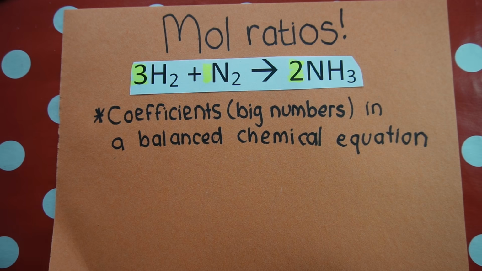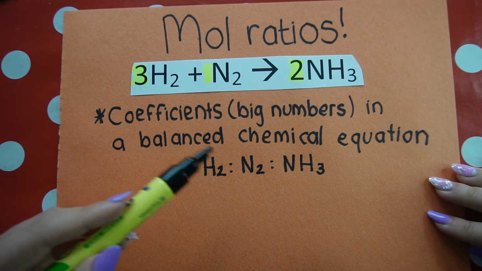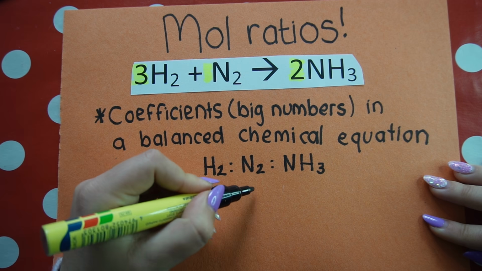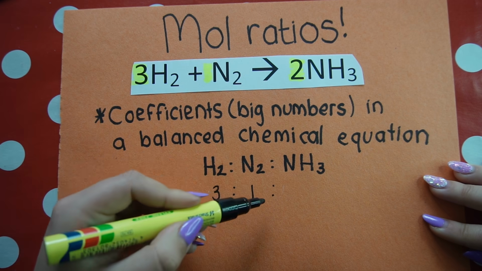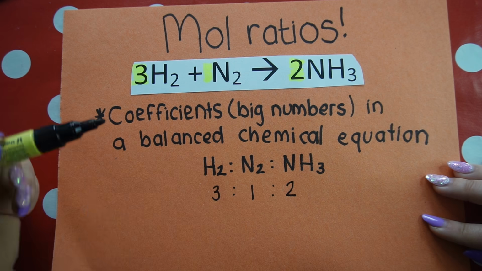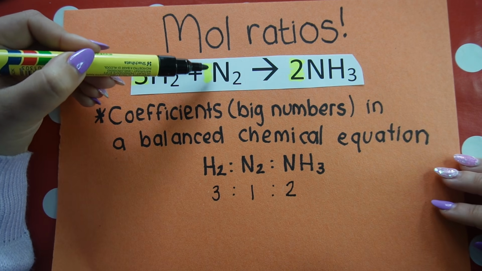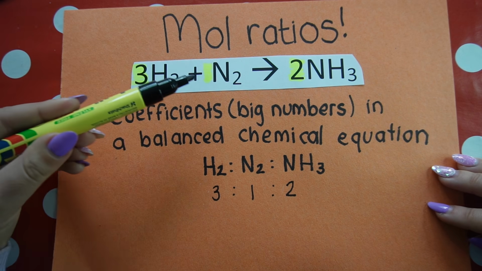So if I had to ask you to write out the mole ratio for the reactants to the products in this chemical equation, you would do it as follows. Our ratio of hydrogen to nitrogen to ammonia is 3 to 1 to 2. Note that if there's no number in front of a compound or an element, then we take it as 1. It's an invisible 1.